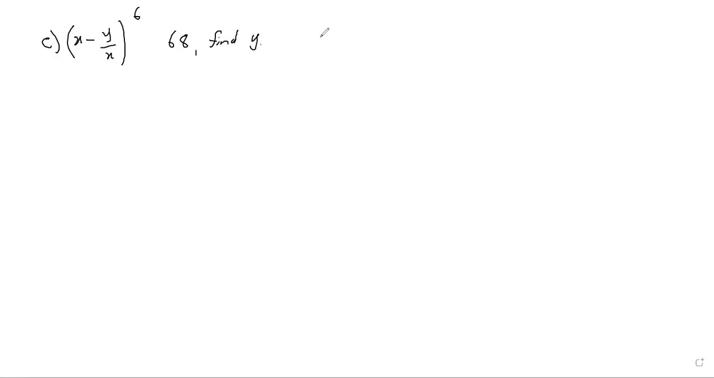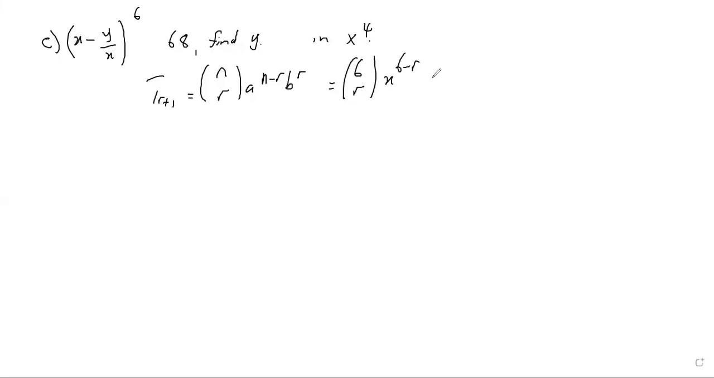Okay, so the term we're looking for is in x power 4. So then what will happen is we'll take it as if we know nothing about the term. And this will be a to the n minus r, and b to the r. So where there is n, we have 6. And then we have x, and then we have minus y, and then we have x to the minus r.